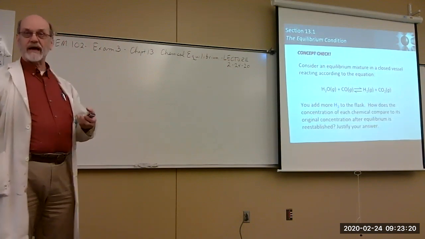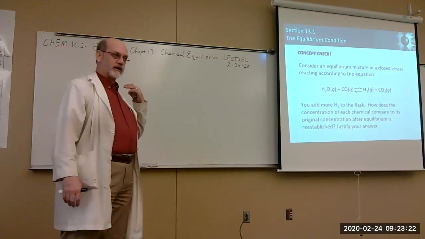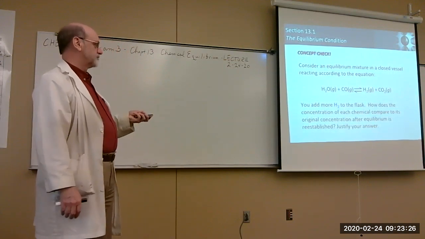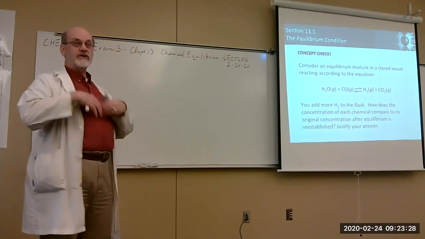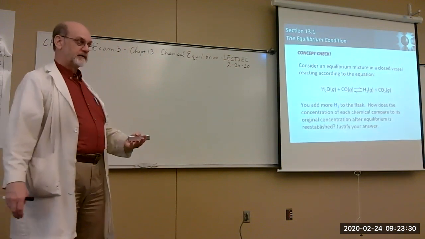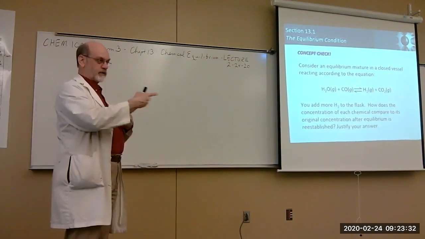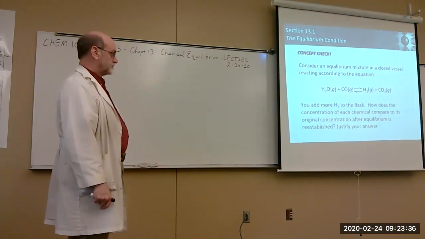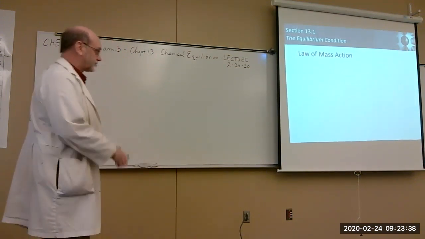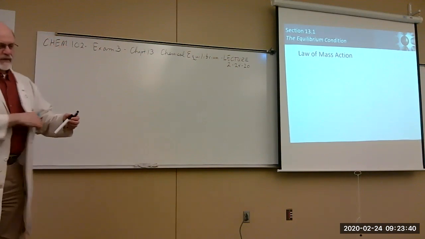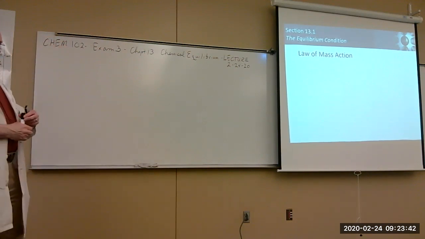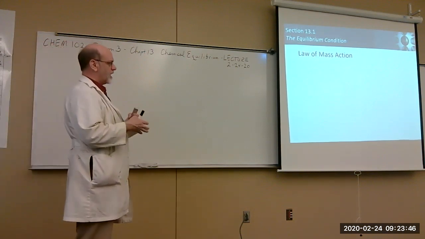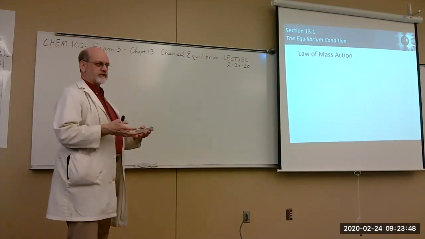Similarly, if we added more hydrogen, the reaction would shift back towards reactants. You add product, you get a shift toward reactants until you reestablish equilibrium again. Forward and reverse reactions have now stabilized at equilibrium. So we can quantify a mathematical expression of the equilibrium conditions.